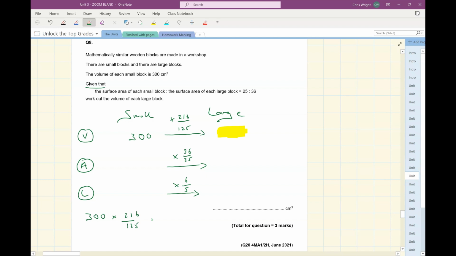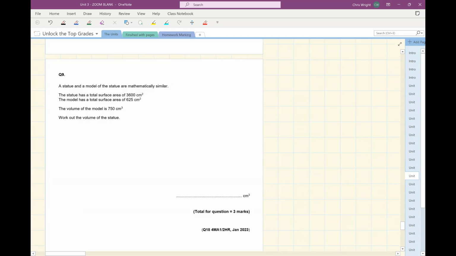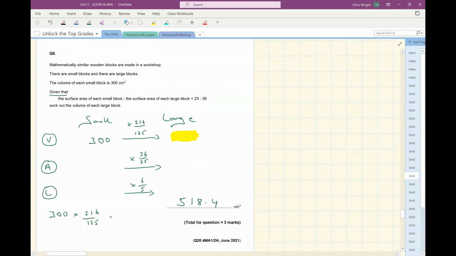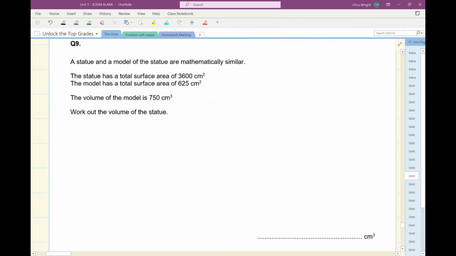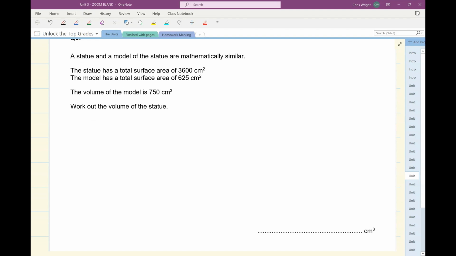Okay, 300 times 216 over 125 gives me an answer of 518.4. And that's question 8 done. Question 9. A statue and a model of the statue are mathematically similar, right?